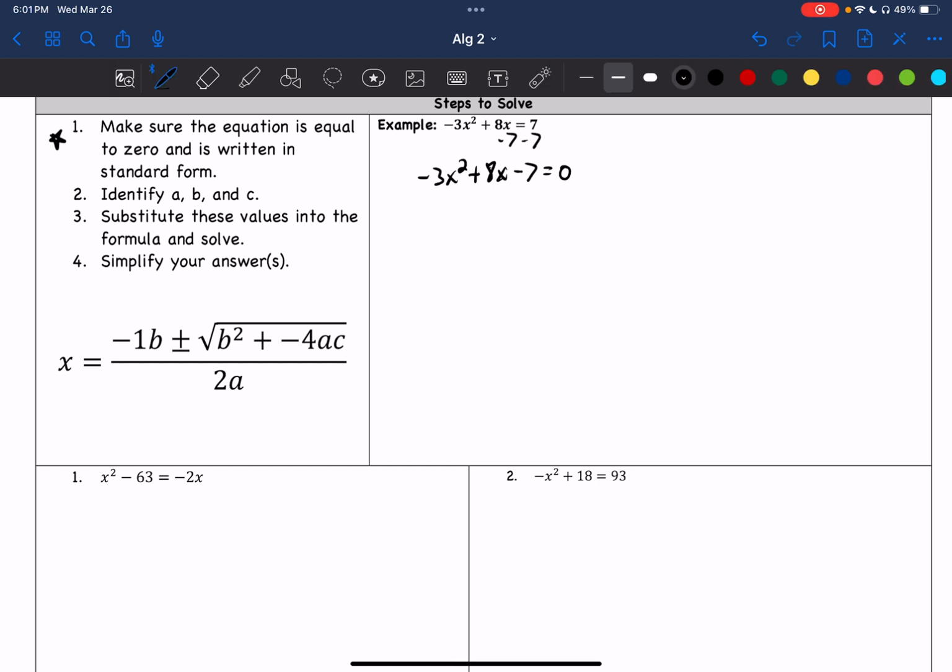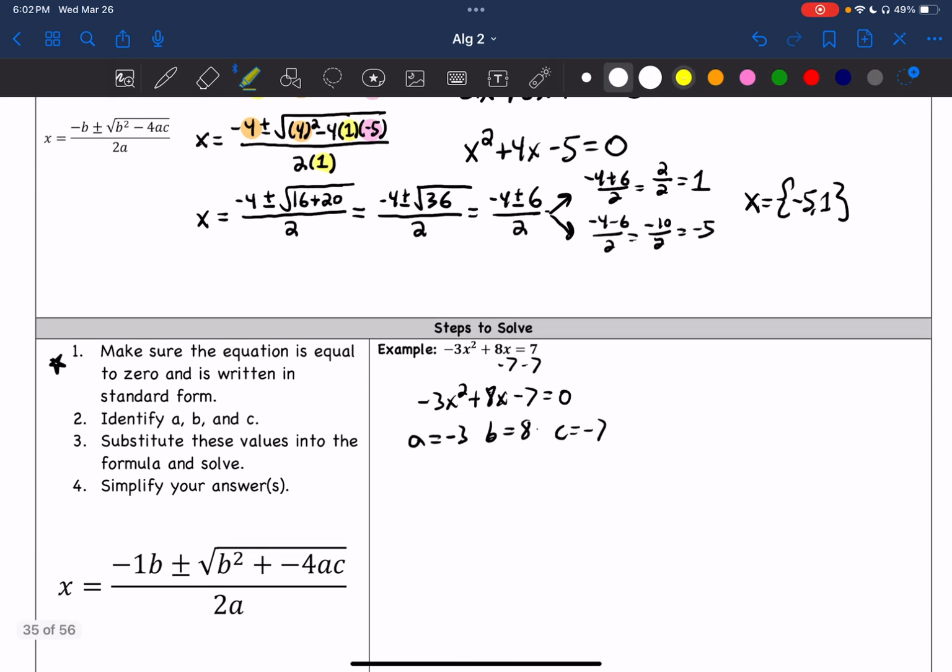So now we can identify our variables. A is equal to 3, b is equal to 8. And remember, we want to keep the sign with it. So a would actually be -3, b would be 8, c would be -7. And if we want to see where those come from, a, b, and c.